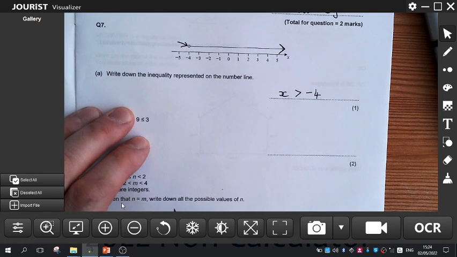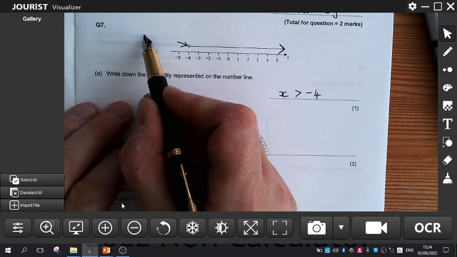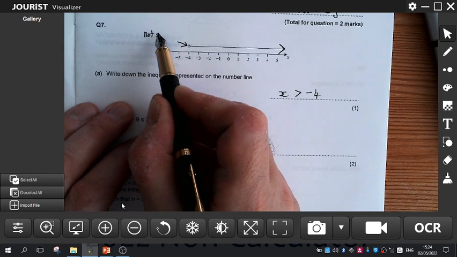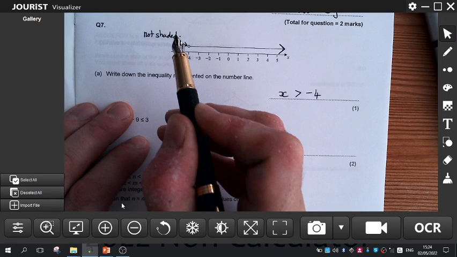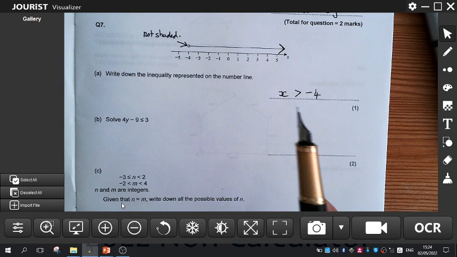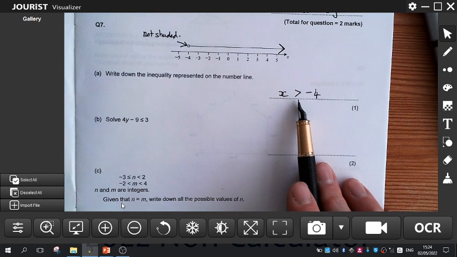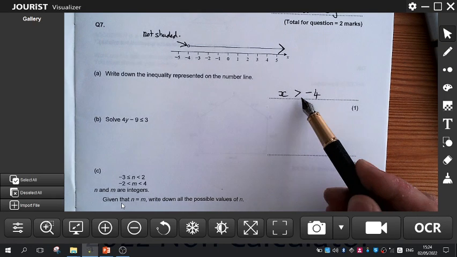This circle is not shaded in. They have not used extra ink in the question, so I am not going to use extra ink in my answer. I am not going to include the equal sign.